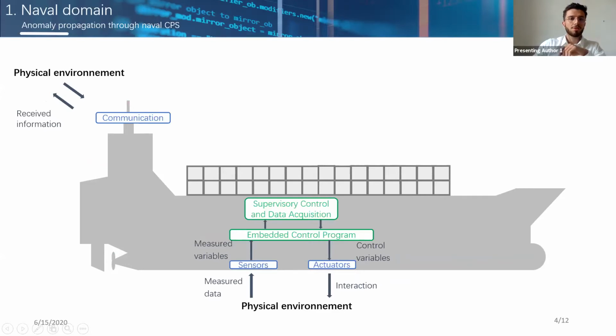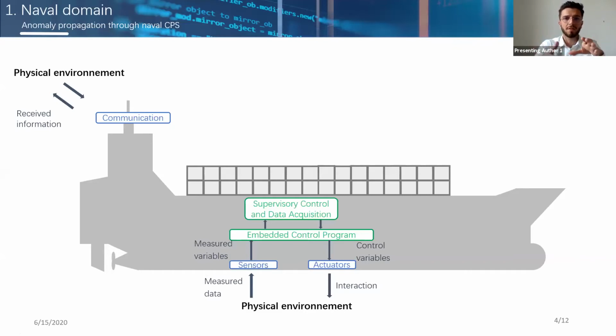So to securely ensure their mission success, ships must be aware of their environment and operating status. A vessel interacts with the physical environment through heterogeneous types of actuators and sensors, whereas the supervisory control system is increasingly digitalized. Consequently, a modern ship can be defined as a cyber physical system, a CPS.